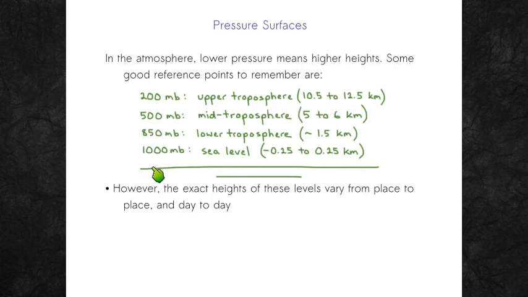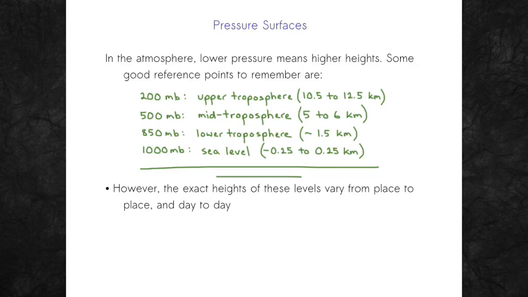So those are the 4 pressure levels that we'll focus most on. So 1,000 millibars, when you see that, think sea level. 850, think lower troposphere. 500 millibars is sort of in the mid troposphere. And 200 millibars is upper troposphere.